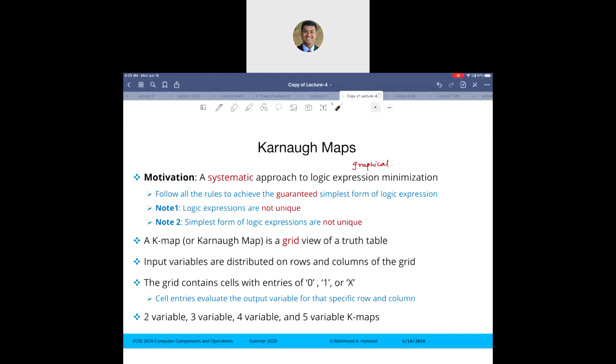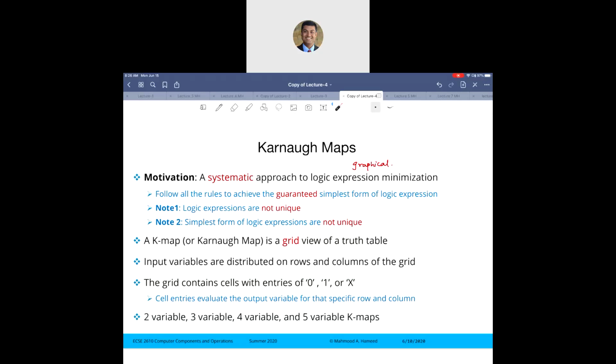Now let's talk about some notes here. Note 1. Logic expressions are not unique. We talked about this while we were discussing Boolean algebra. When you have logic expressions, you can express them in many different ways. Now, note 2, which is a little bit more important and more relevant for our discussion here today: the simplest form of the logic expressions is also not unique.